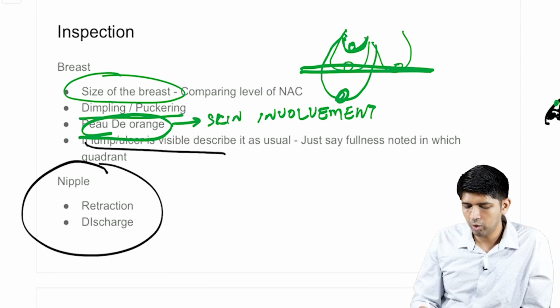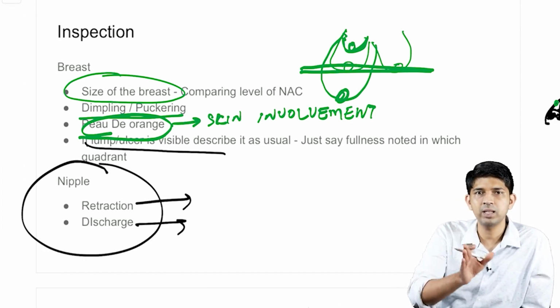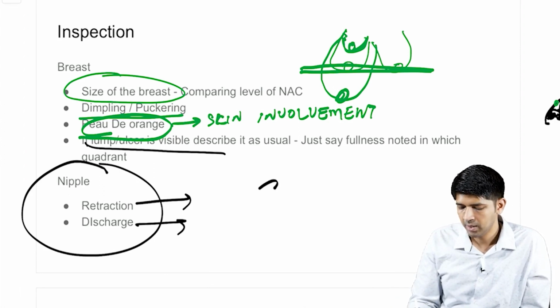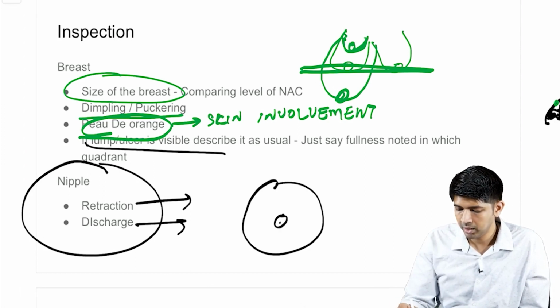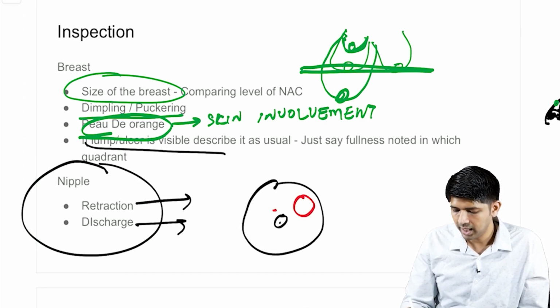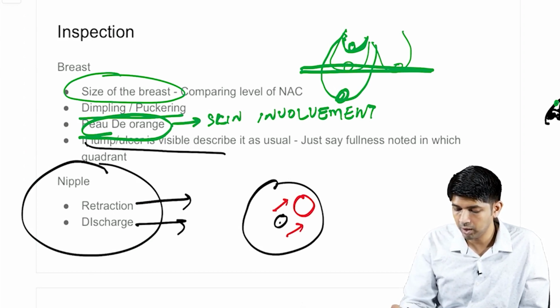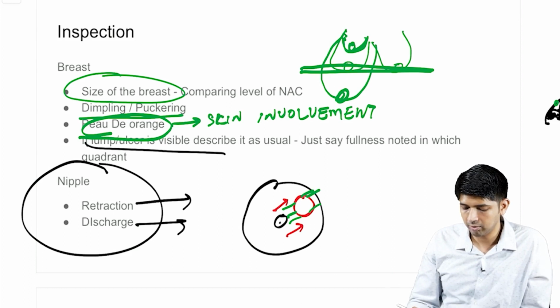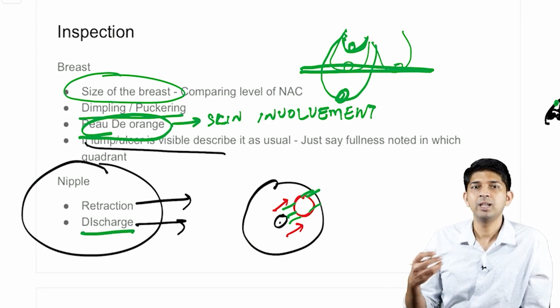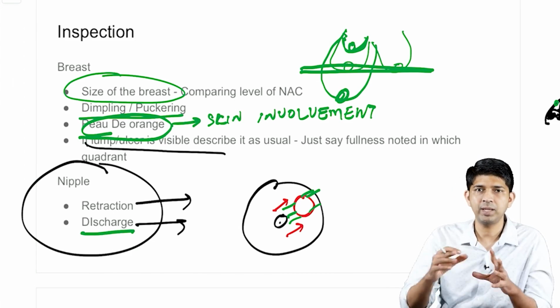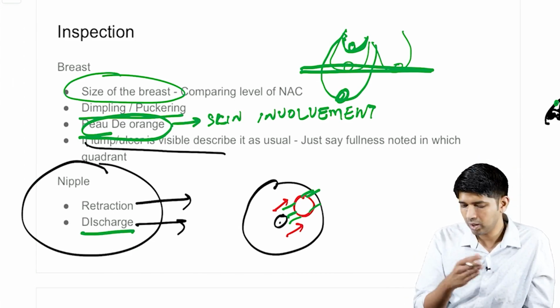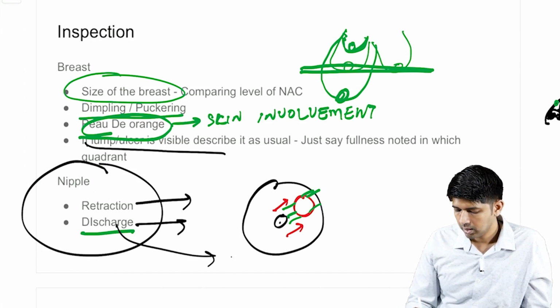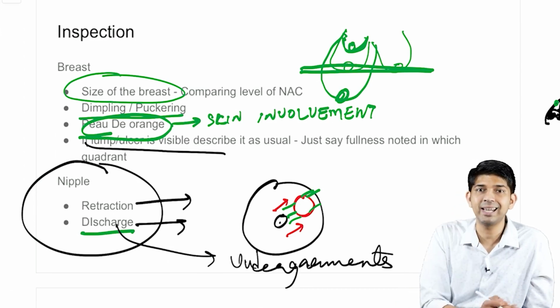Now with regards to the nipple, you're going to ask for retraction and discharge. You can obviously see retraction as to which direction it's gone. We've already discussed, whichever side the cancer is, that side will be the retraction because of the involvement of the Cooper's ligament. The Cooper's ligament will be involved and it retracts the nipple towards the side of the tumor. Now with respect to discharge, on inspection you can't press, okay, pressing is a part of the palpation. So you're going to look at the inner surface of the undergarments, whether there is any staining, that will give you an idea about the nipple discharge.